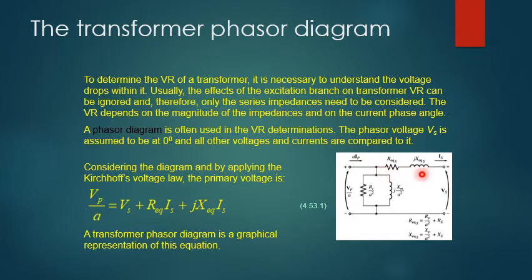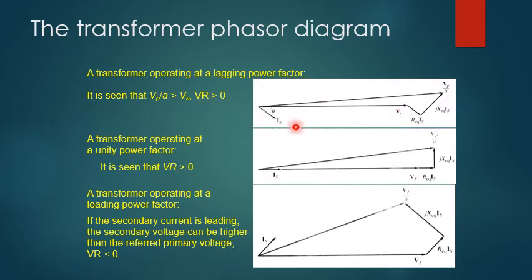The drop of voltage across this impedance plus this secondary voltage is equal to the applied voltage Vp over A. So Vp over A is equal to the secondary voltage plus R equivalent with Is flowing through it plus jX equivalent with Is flowing through it. By following this regime, we will be able to plot a phasor diagram of the transformer. This figure signifies the effect of having leading, lagging, or unity power factor on the voltage regulation.